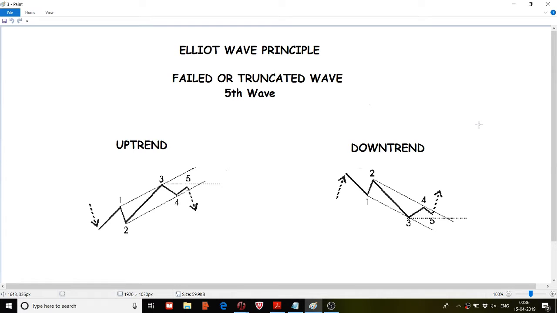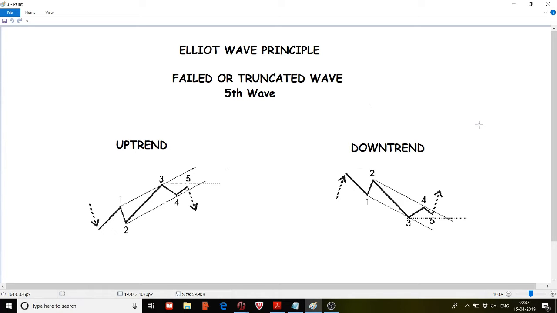In the series of Elliott Wave Principle, today I will discuss the failed or truncated wave. I have decided to go with this topic as it has many benefits. We know that Elliott Wave consists of 5 waves, but if the fifth wave fails to cross the third wave's length, then it is called a failure or truncated wave, and it can give us a signal of trend reversal, and that is very useful in trading.